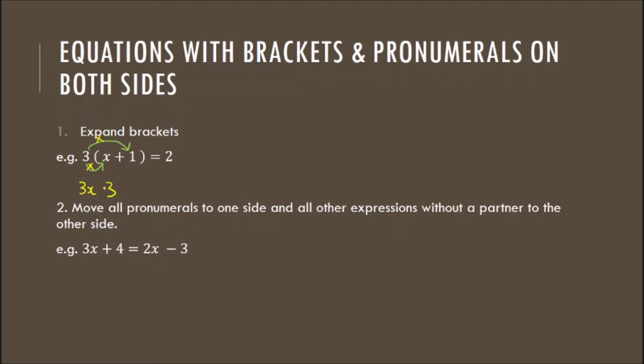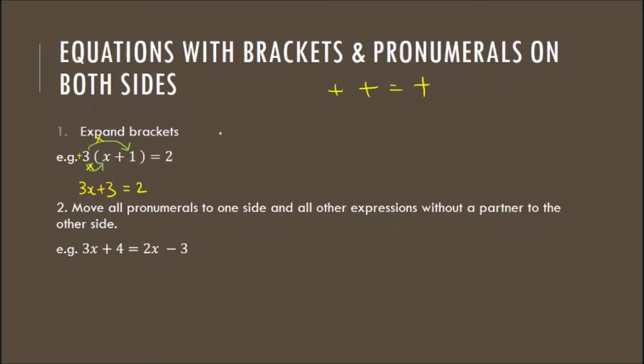Now, how do I know what sign's here, if it's positive or negative? Well, that's positive 3, because we know there's an imaginary plus sign there, and plus here. And we know plus plus equals plus. So it's plus. Okay, and we just write equals 2. So that's the first thing you have to do. You have to expand the brackets.